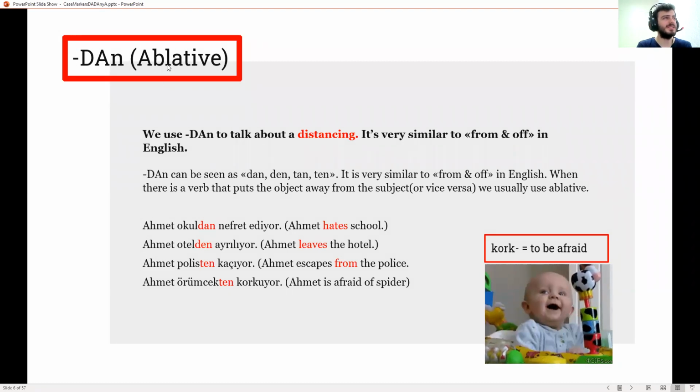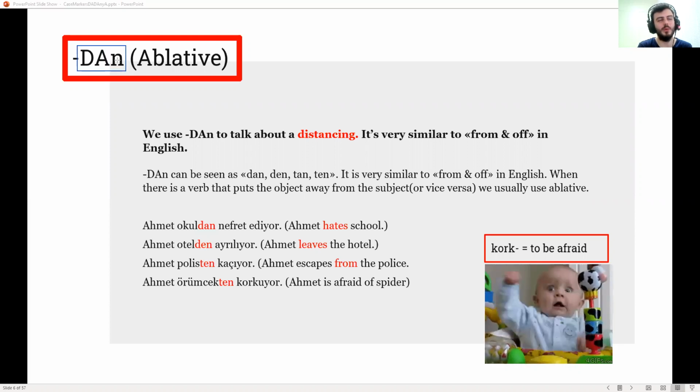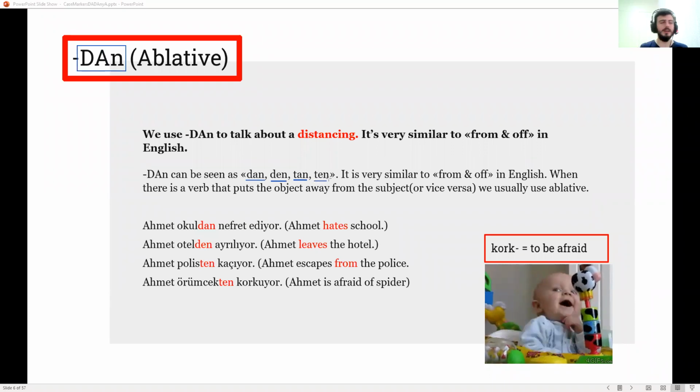So the ablative case is almost the same as the locative case. We again use this da, de in it, but then I have an n at the end. And this n is not capitalized because it's always the same. It's always n. There's no change. So in this one, I also have 4 options. I either have dan, den, tan, or ten. That's it. 4 options. And in English, it's very similar to from and of.